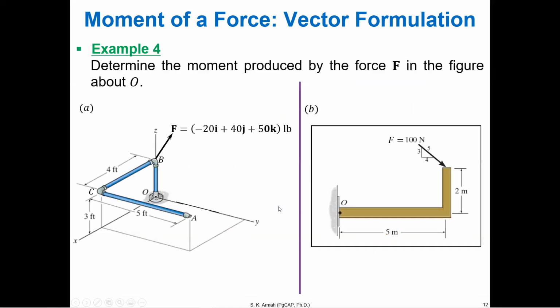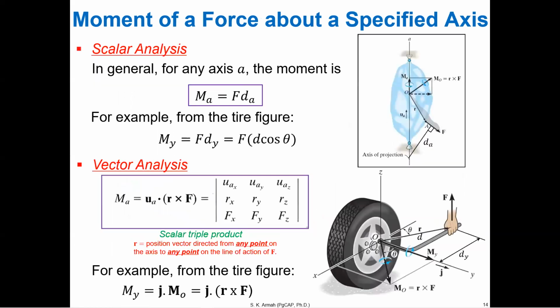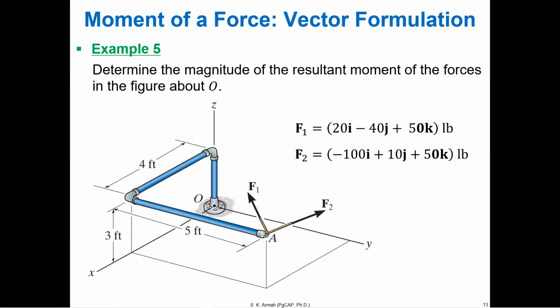So I have 3 examples to solve. Example 4 is A and B. A is actually a 3D problem. B is a 2D problem, which I would like to solve in 2D, also solve in 3D, and tell you the connection between the two. And then I'll do example 5, and then I'm done. Then the next concept will start. Maybe I'll do that in class.